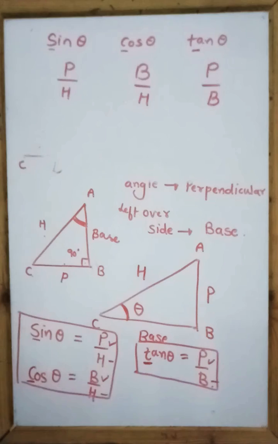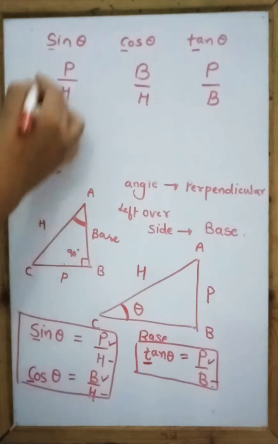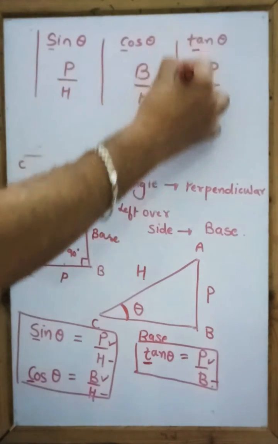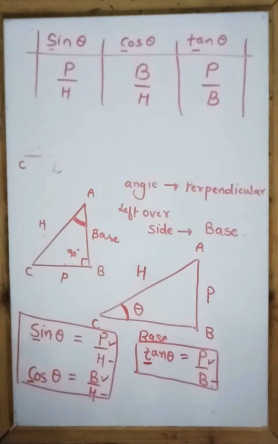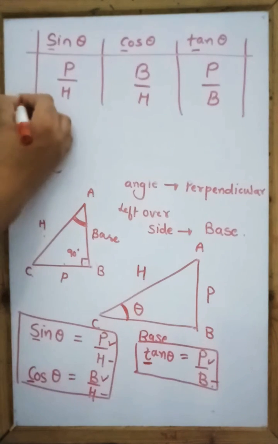So that is a basic rule. Please remember this. This is the basic formula. In any right angle triangle, what is sine theta, what is cos theta, what is tan theta? These are the trigonometric ratios. There are three more ratios which you have to remember. Let me tell you what that is.